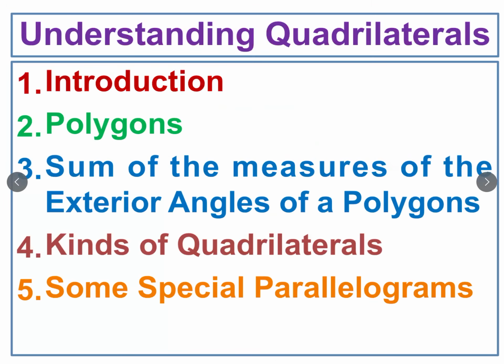Chapter number 3, understanding quadrilaterals, is divided into a total of 5 subtopics, out of which we have covered the first 2, introduction and polygons, in the previous sessions. Today in this video we are going to study subtopic number 3, which is the sum of the measures of the exterior angles of a polygon. So let's start.